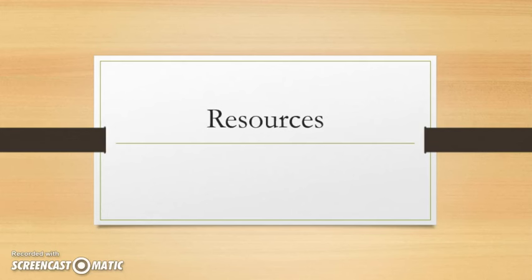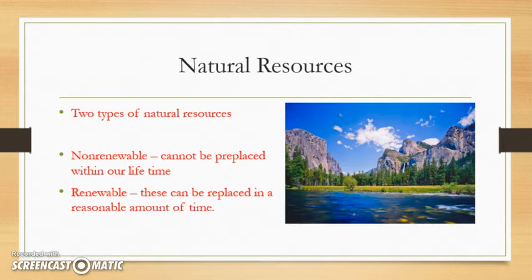Remember, when it comes to doing homework videos, you can choose to write a summary or you can choose to take notes. If you're going to take notes, I've highlighted things in red that are important. So natural resources, that's what we're going to be talking about in this episode.